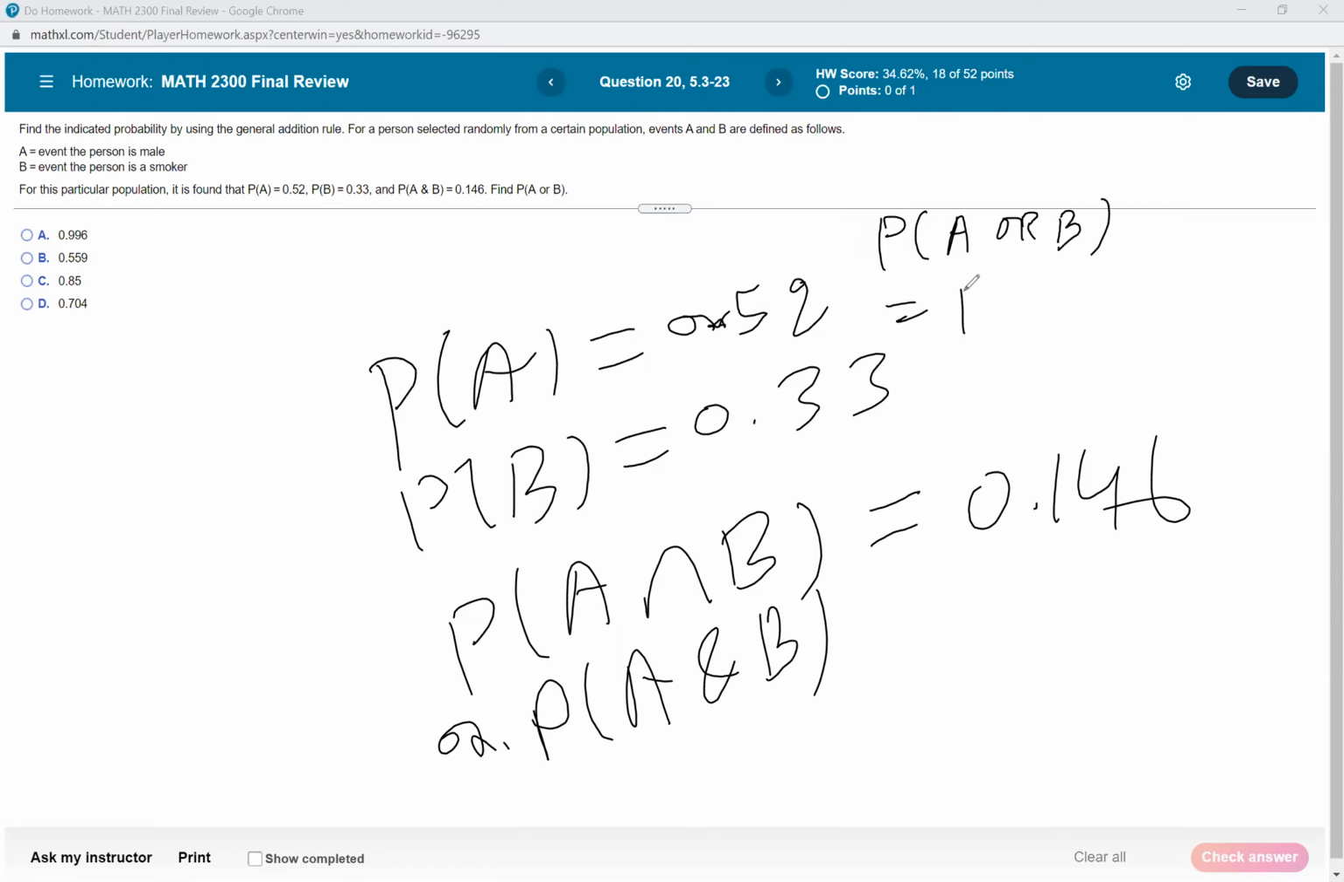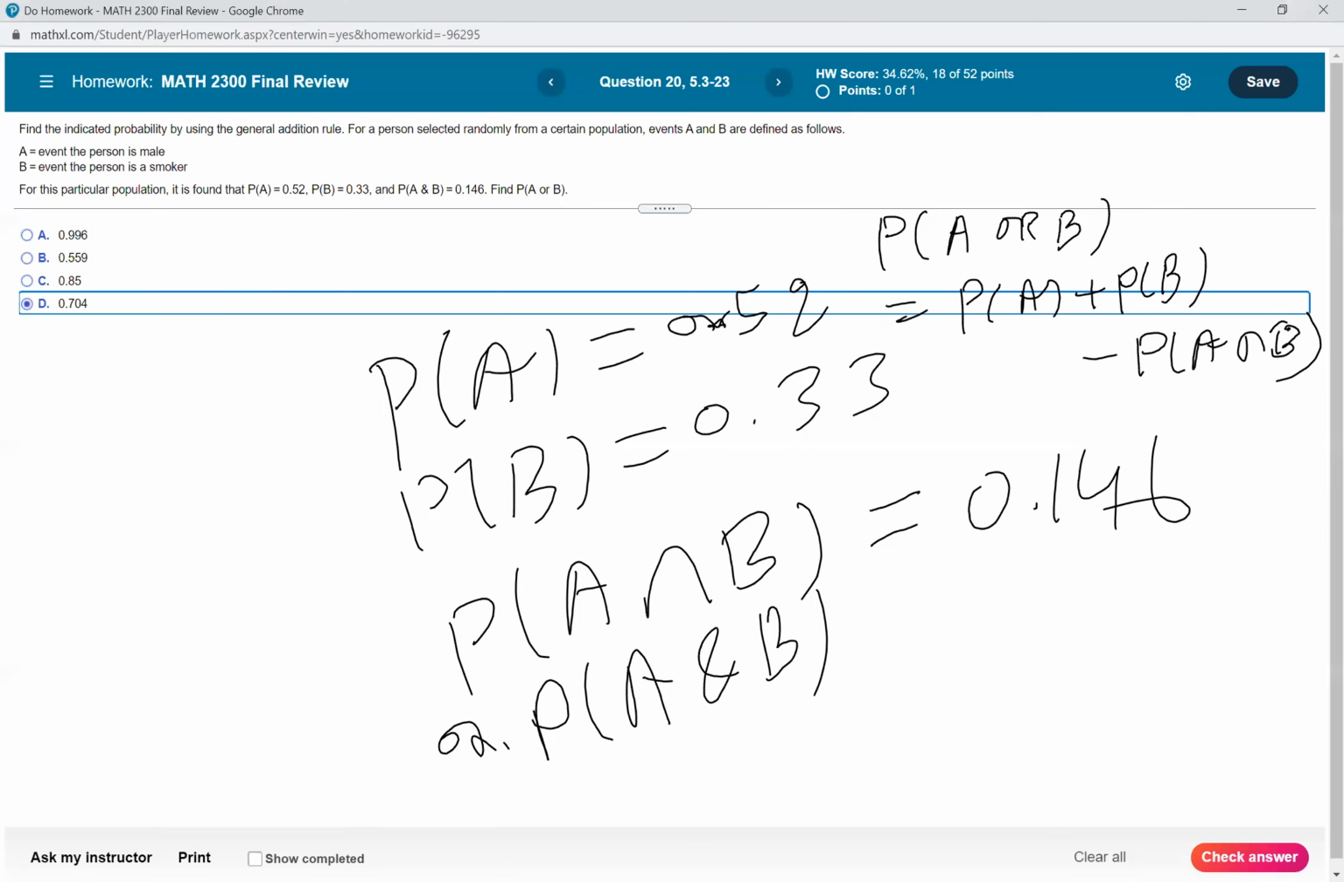So we need to find the probability of A or B. This is equal to the probability of A plus the probability of B minus the probability of A intersection B. So you need to add 0.52 and 0.33, so 0.52 plus 0.33 minus 0.146. So this is 0.704. So in this case, the answer is 0.704. So this is the probability.